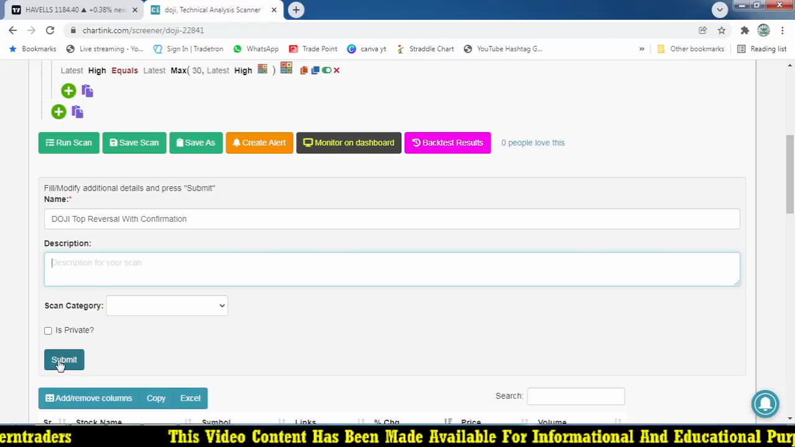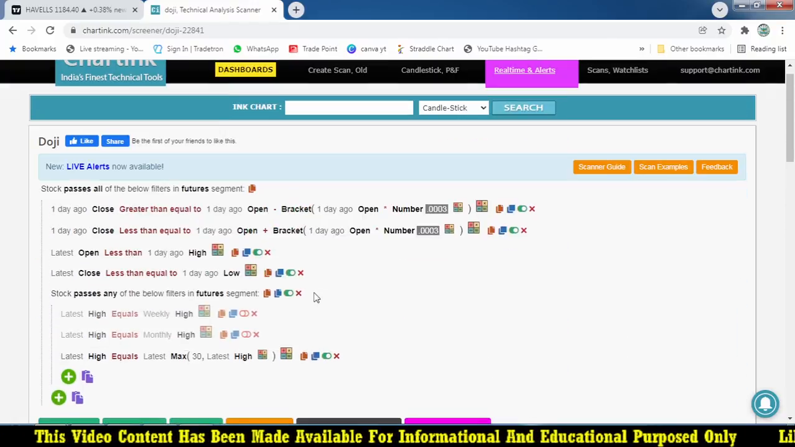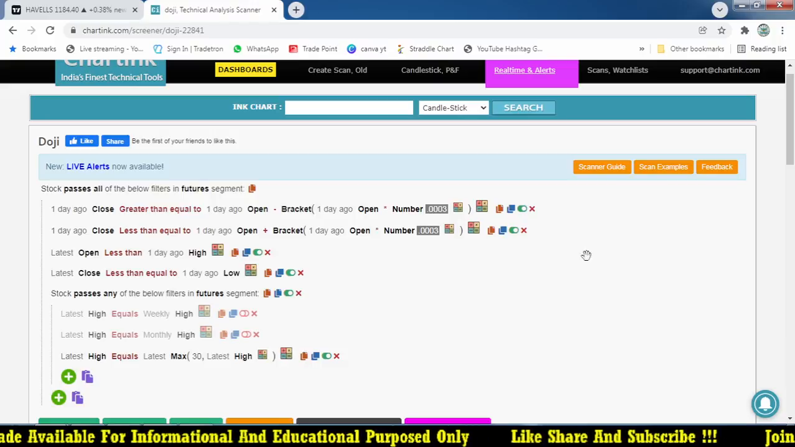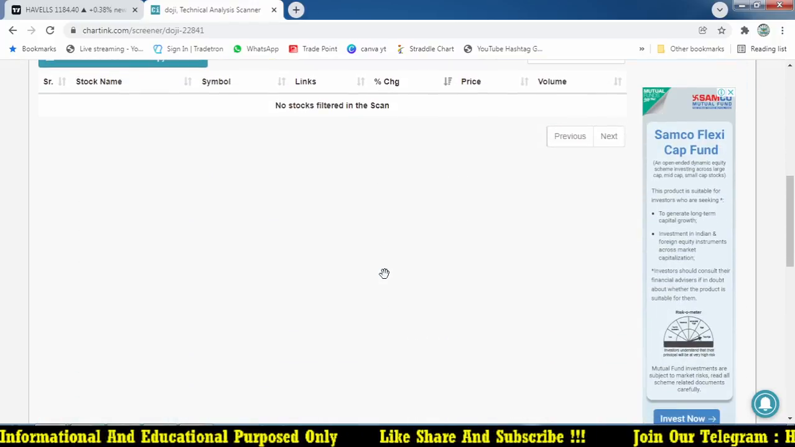So I'll share this on my Telegram channel. This code, if you want, you can copy it and use it, no problem, right?